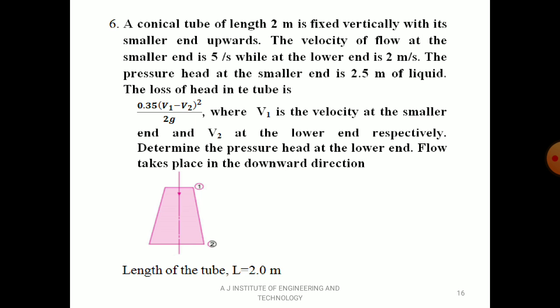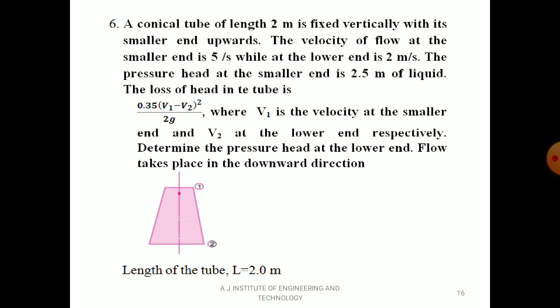Then the pressure head at the smaller end is 2.5 meter of liquid. Smaller end means that is related to section 1. It is pressure head, not pressure: P1 divided by rho g, and the value is directly given, 2.5 meter of liquid. Now you are supposed to find the pressure head at the lower end, that is P2 divided by rho g.